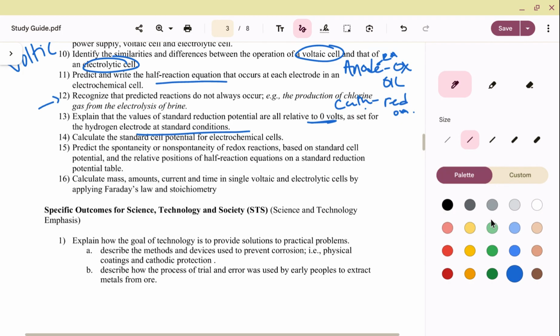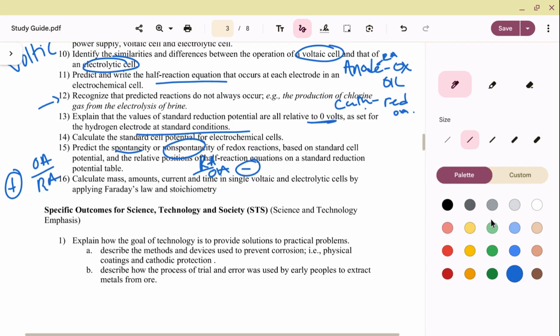Knowing spontaneity, so if your OA is above your RA, you have a spontaneous reaction. If your RA is above your OA, it is non-spontaneous. And this also has to do with your cell potentials. So if your cell potential is positive, you have a spontaneous reaction. If your cell potential is negative, it's non-spontaneous.